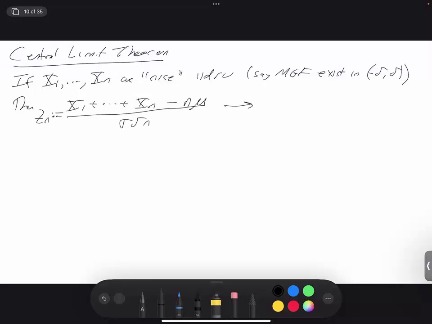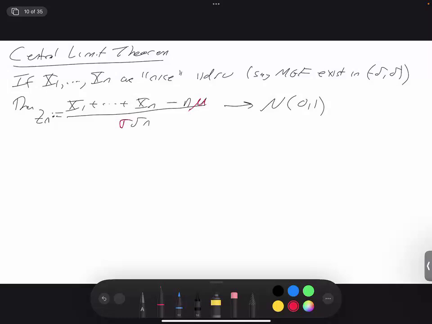Then this is going to converge to being a normal with mean 0 and variance 1. So that's the central limit theorem. Now, I'm going to put some things in red because I like using color and it's fun. I'm going to put the mean and the standard deviation. Those are the only moments of the underlying distributions that are emerging. The higher moments are not coming into this quantity Z.